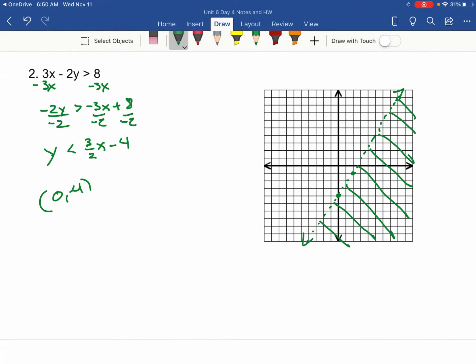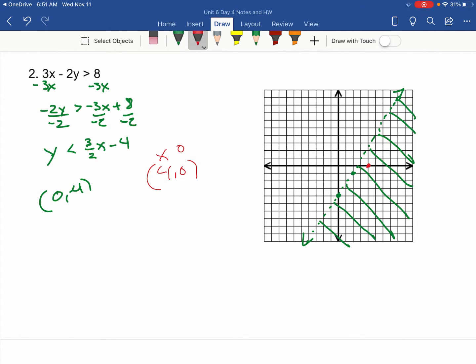Okay, I'm going to shade below the line. All right, so let's test a point. I'm going to pick a point inside the shaded region. I'm going to pick this point right here. I kind of like this point because the point is 4, 0. 0 is always easy to deal with. So x is 4, y is 0.